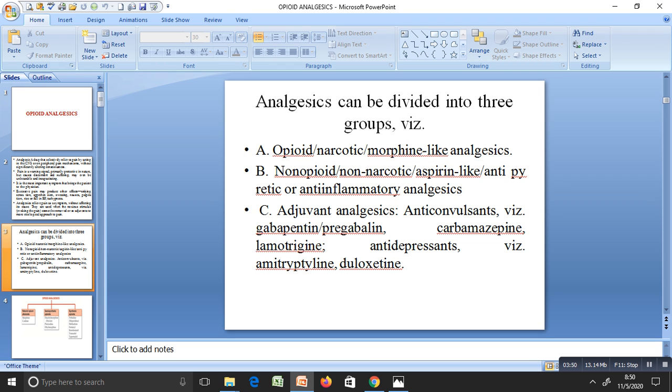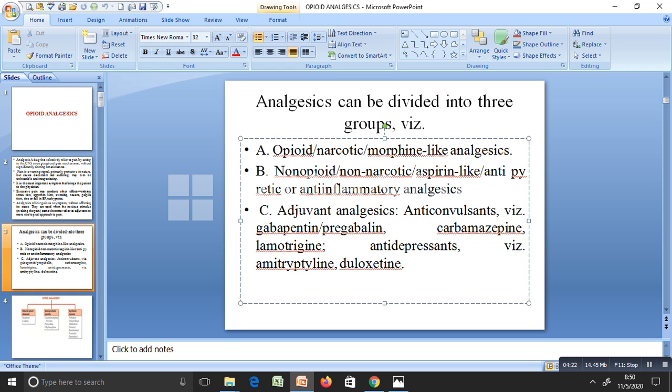Also we have adjuvant analgesics like anticonvulsants: gabapentin, pregabalin, carbamazepine, lamotrigine, and antidepressants like amitriptyline and duloxetine. These drugs are adjuvant analgesics, useful in peripheral neuropathic pain. In neuralgias, we can't prefer NSAIDs. In case of neuropathic pain, we will use these adjuvant analgesics.